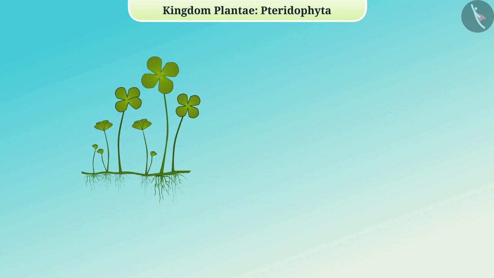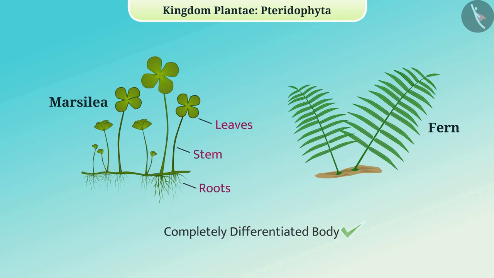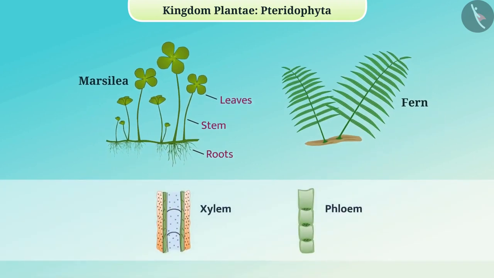Plants of the type Marsilea, fern, etc. are included in Pteridophyta. This class of plant kingdom consists of all those plants whose body develops completely into roots, stems and leaves. That means their body is completely differentiated. They have specific tissues for the transport of water and other necessary substances from one part of the body to another. We call such tissues conducting tissues.